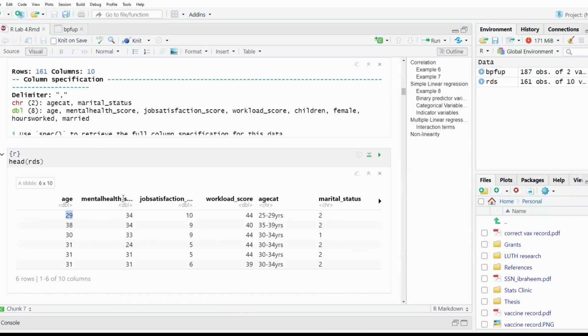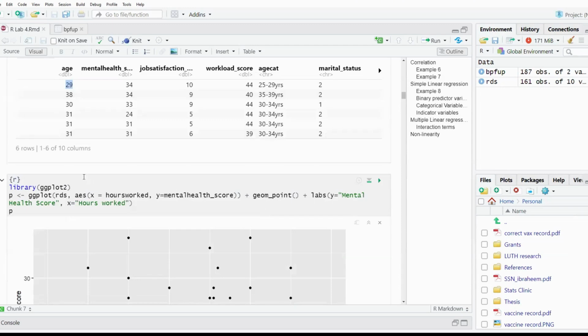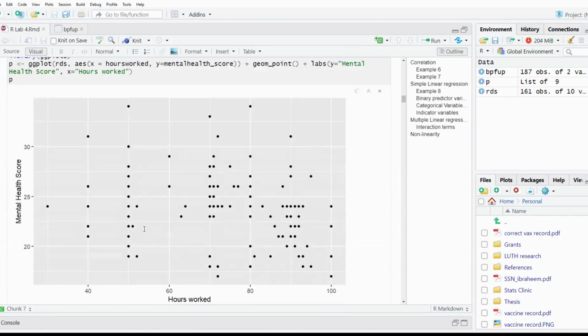So we have age, we have mental health score, which is the GHQ score that we're interested in. There's the job satisfaction score, the workload score, and there's an age category variable that's already created. Okay, and we can plot. You can do a scatter plot as well of the variables that we're interested in, which is the hours work and the mental health score. Okay, all right. So who can tell me what they think about this?